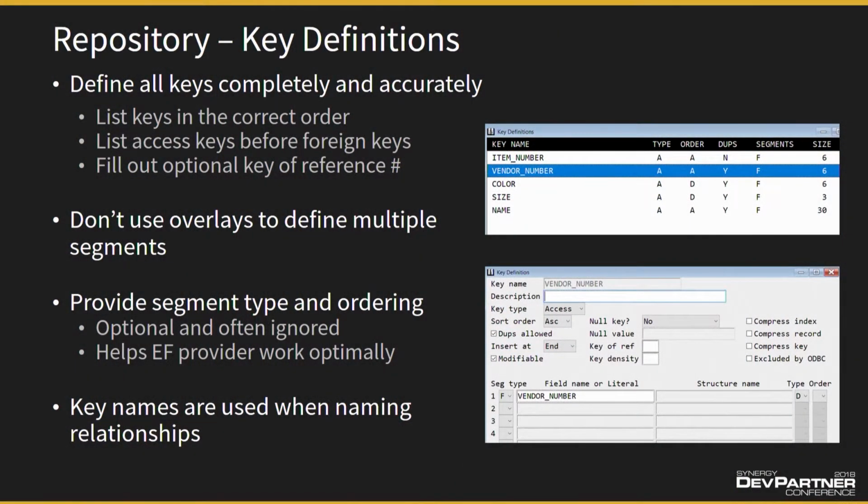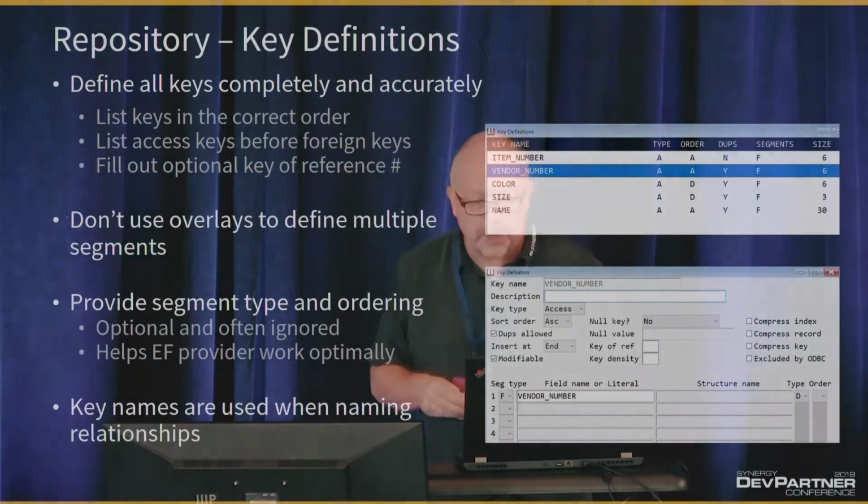Key definitions. One of the things you can do to really help this stuff work well is make sure that your keys are all defined properly and well. You cannot use overlays to define multiple key segments. So one area you might need to do a little bit of work is if you've got keys defined via overlays, you might need to rethink that in the repository and flip some of those things around. The issue is that when we're doing code generation, overlay fields are not visible. Okay? So that is one restriction that might require a little bit of work.